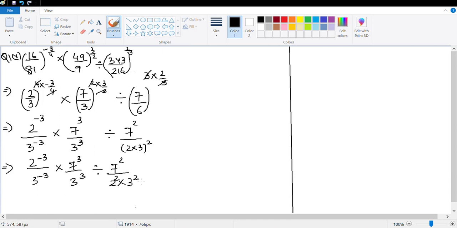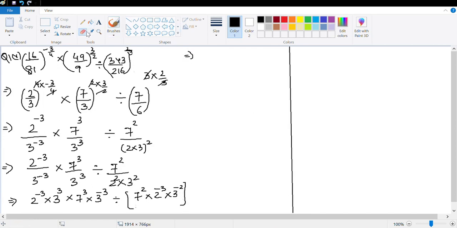Now instead of the division sign, let's put the multiplication sign. Let's put everything in the numerator so that our life becomes simple. In the numerator I can write this as 2 to the power negative 3 multiplied with 3 to the power 3, because this is 1 upon 3 to the power negative 3, multiplied with 7 cube, multiplied with 3 to the power negative 3, divided by 7 to the power 2 and multiplied with 2 to the power negative 2 multiplied with 3 to the power negative 2. I have taken everything in the numerator so that it is easier for me to calculate.